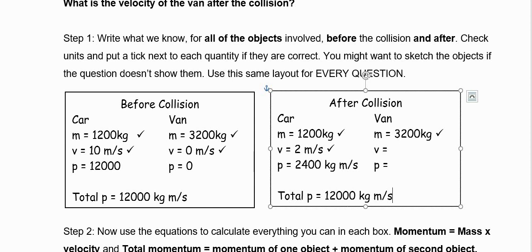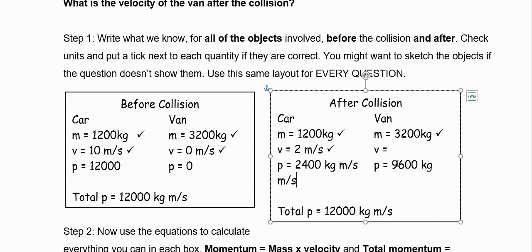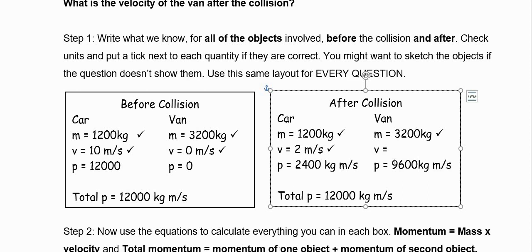Now, we use the same concept that we did before, that the momenta of the two objects, the car and the van, have to add up to give 12,000. So something plus 2,400 is equal to 12,000. Another way of saying that is that this unknown is equal to 12,000 minus 2,400, which is 9,600. I'll do a quick sense check. If I add that and that together, do they make 12,000? Well, 9,600 plus 400 is 10,000, plus 2,000 is 12,000. So they do. That was step 3.